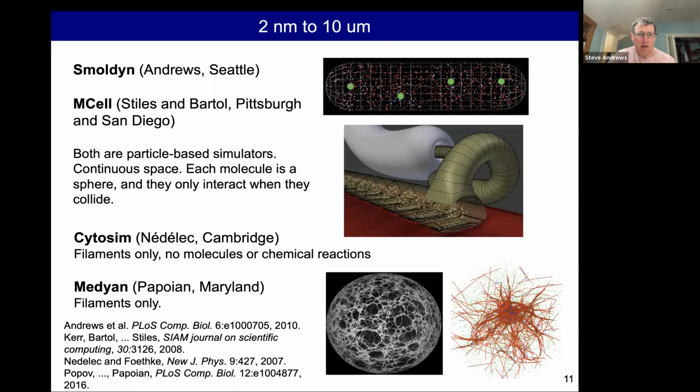Next size up are particle-based simulators: Smoldyn, my software, and MCell, which is very similar, from the Pittsburgh and San Diego groups. Those two are both particle-based, so each protein is one particle, a sphere or other particle. Also, there's Hetesim and Median, which are filament-based simulators. Both of these do filaments, not molecules, but they have actin, microtubules, that sort of thing.